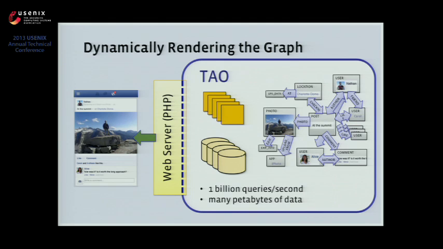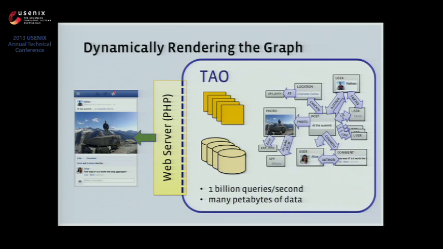The dynamic nature of re-rendering from the graph every time means that the TAO system is essentially the highest layer that we cache aggressively. We cache the individual nodes and edges. And this means that the query volume of requests coming into TAO is very high. We have more than 1 billion queries per second, even during the slow hours.